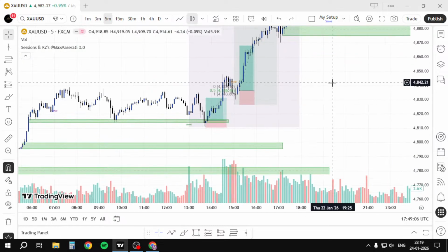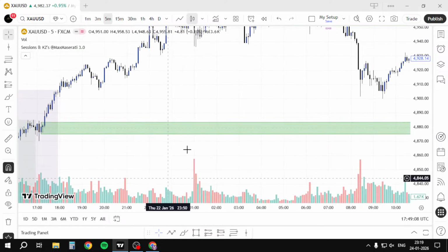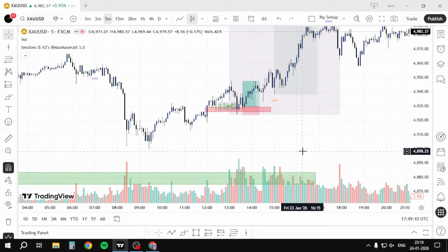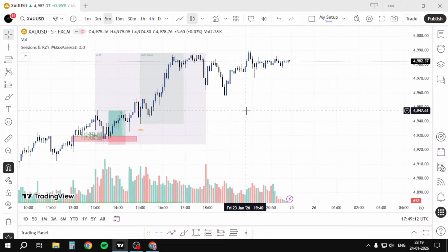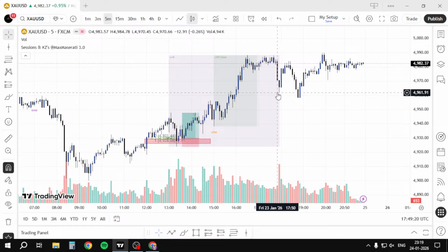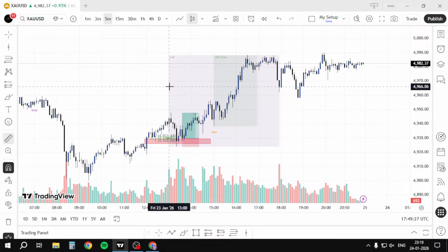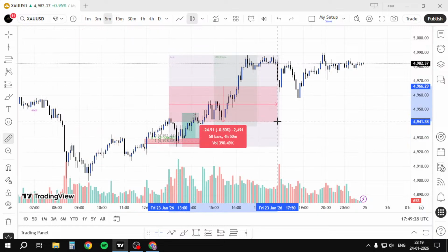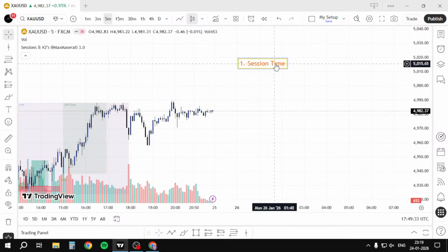Now this was the volume explanation. Now coming to the time. Time, as I already explained, is 13 UTC to 18 UTC. This 5 hours is our trading hours.